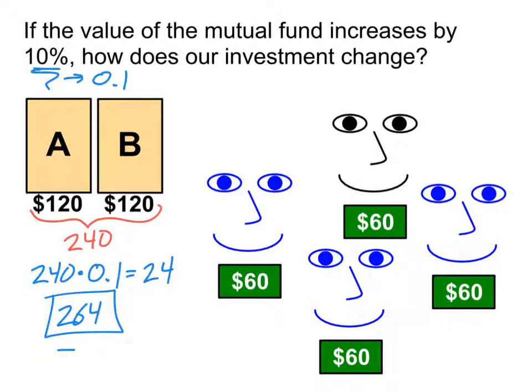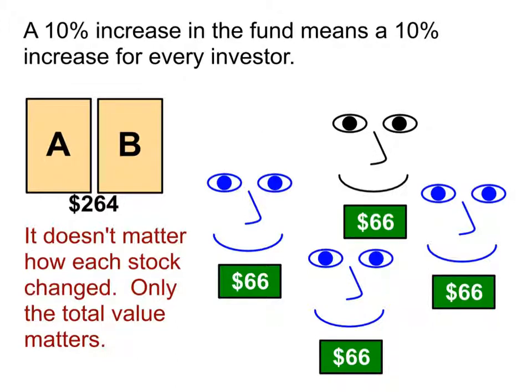Well, we'd have to do the 264 divided by 4 again, because we own 1/4 of this and everybody put in the same amount. That means we end up having $66 in our investment. Now notice, when the fund increased by 10%, so the total value over here went up by 10%, our share of it also went up by 10%.